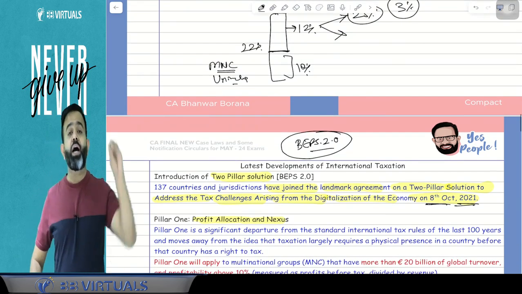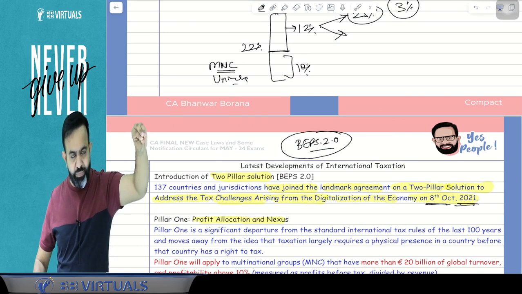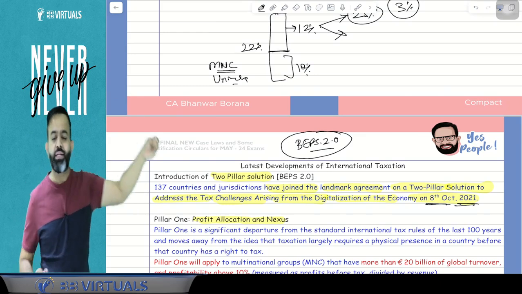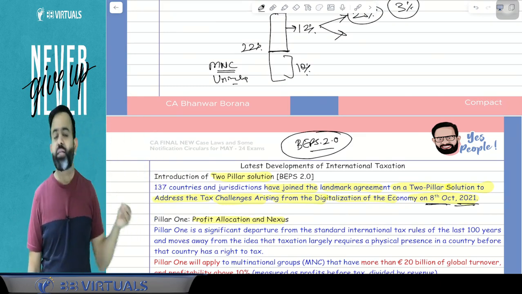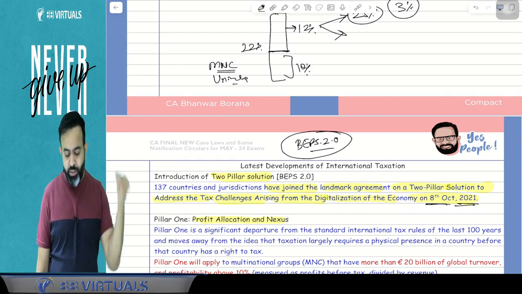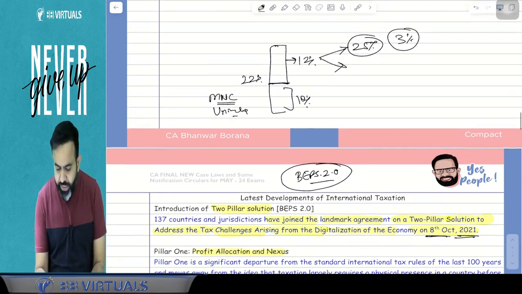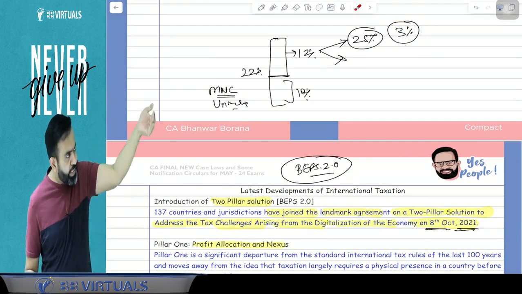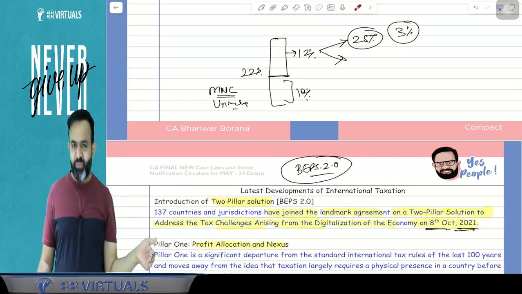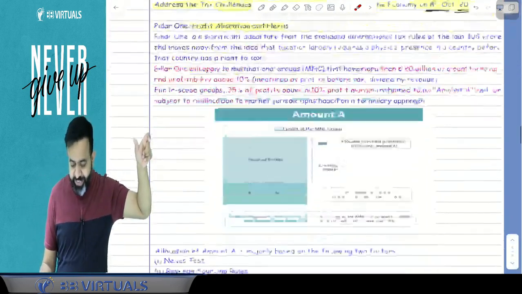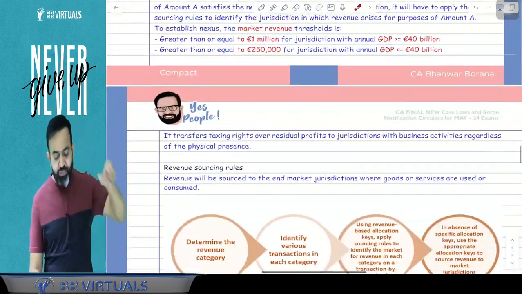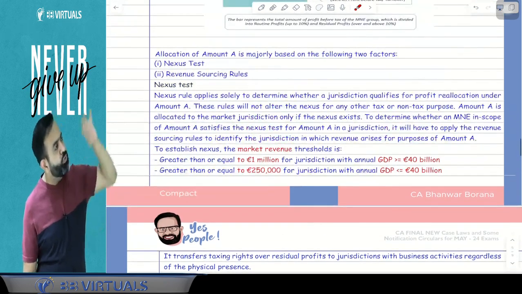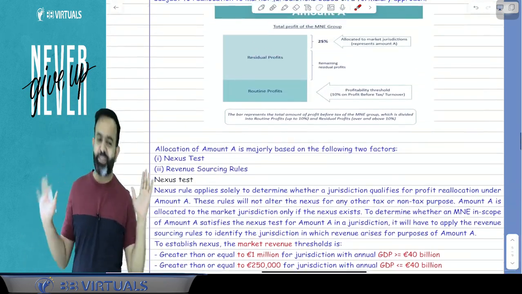That 3% profit we will allocate to the countries from which you are getting the income and not paying taxes. Due to BEPS 2.0 pillar number 1, this 3% profit we will allocate to the country from which you are earning the income. There is a nexus test, and after the nexus test and the revenue sourcing rule, we will distribute or allocate that profit to that country, and that country can charge the taxes.